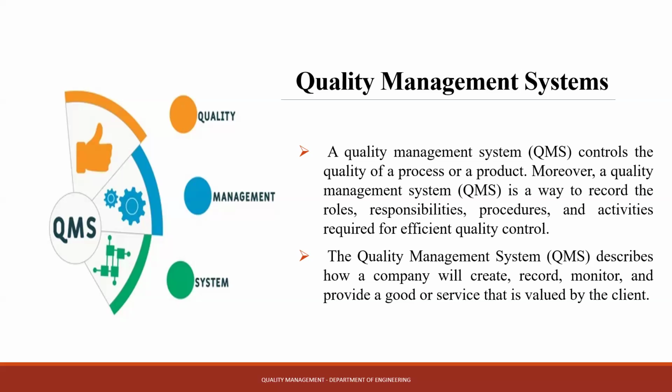So the main target here is to control and maintain the quality of the product and the quality of the services throughout their life cycle, right? From designing to delivering, throughout the life cycle, we are trying to ensure the quality of the product and the services. That is why we use these quality management systems, right?